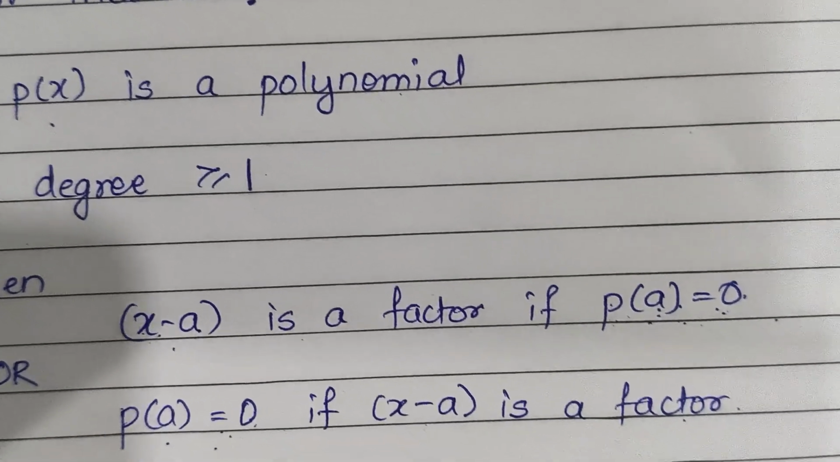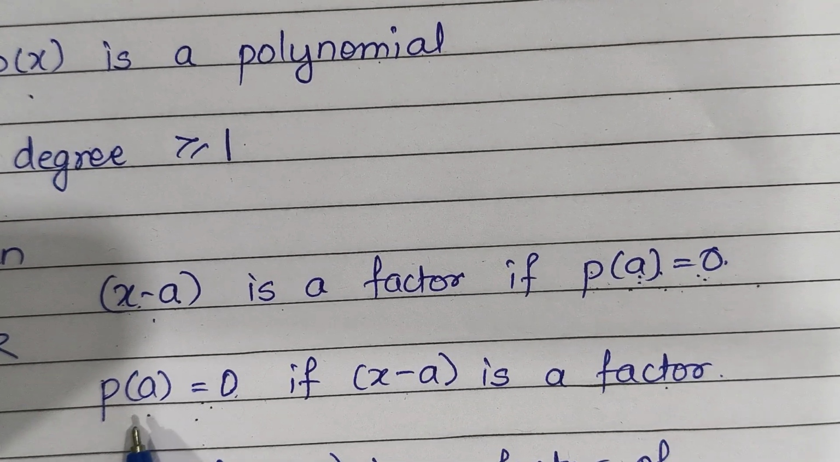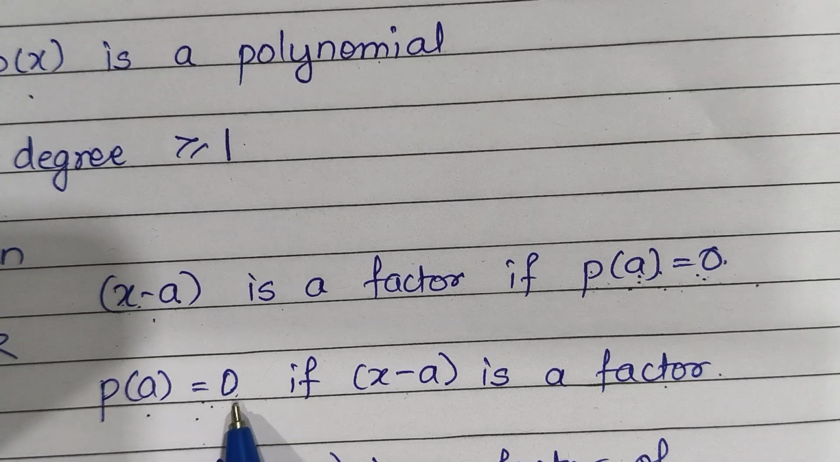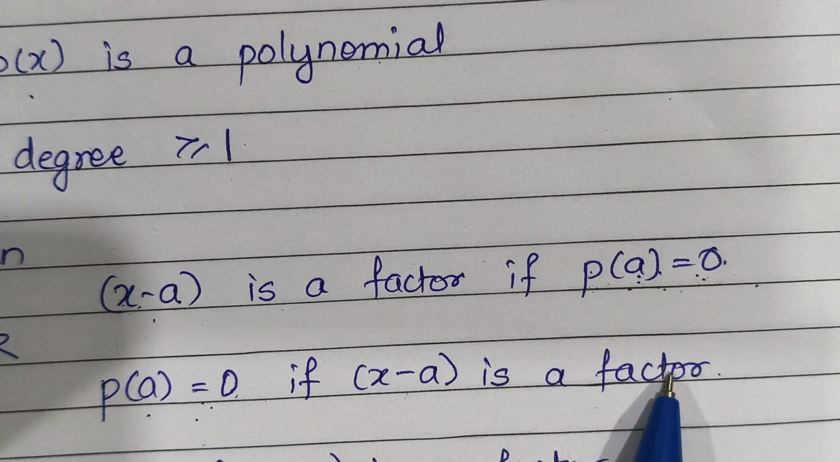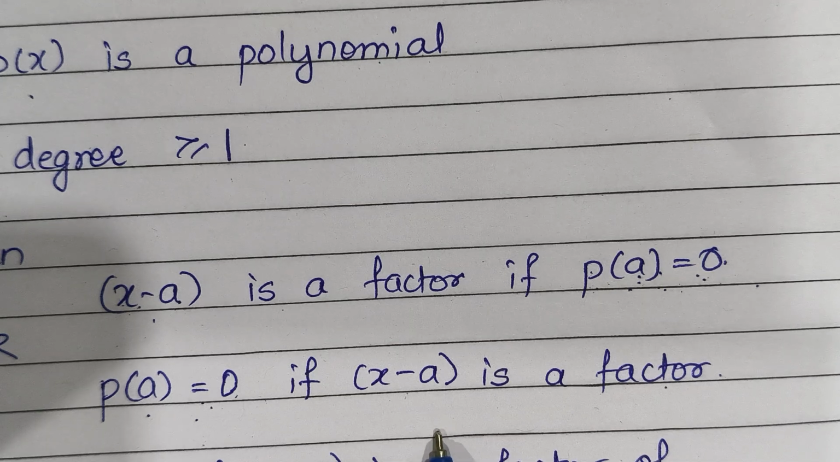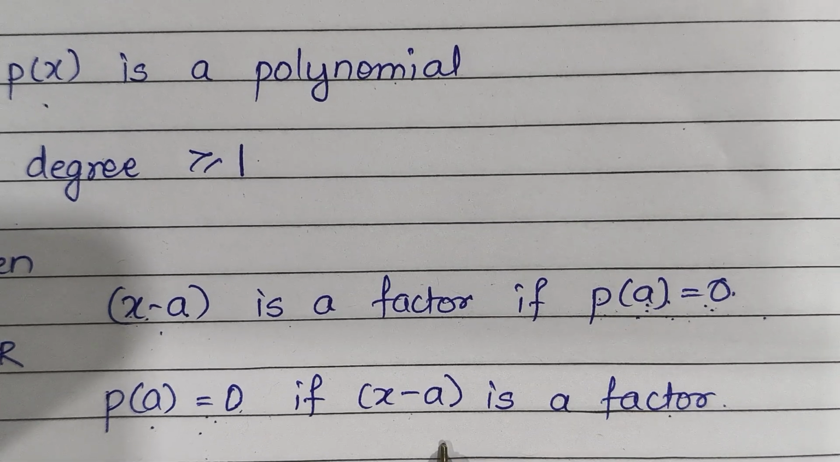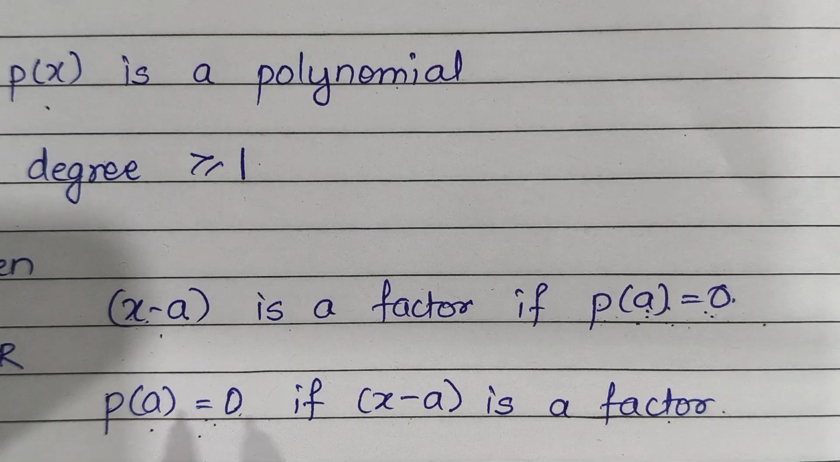Or it can be vice versa also. I can say that p of a is 0 if x minus a is a factor. So if it is given to us that x minus a is a factor of the polynomial, then we can safely say with the help of factor theorem that p of a is 0. To do this, let us take an example.